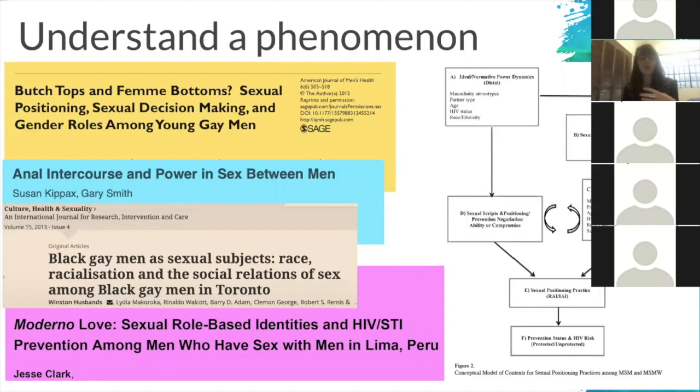We also saw differences by race. For example, this study of Black gay men in Toronto showed that Black gay men were more likely to play the insertive role when they had sex with white men, because they were perceived as being more masculine and bigger and tougher, and so they had to play the masculine role. But when they were in partnerships with other Black gay men, they were more likely to take versatile roles. And this was also related to intimacy with these partners. When there was a relationship behind that sexual interaction, there was a higher likelihood of inverting roles.